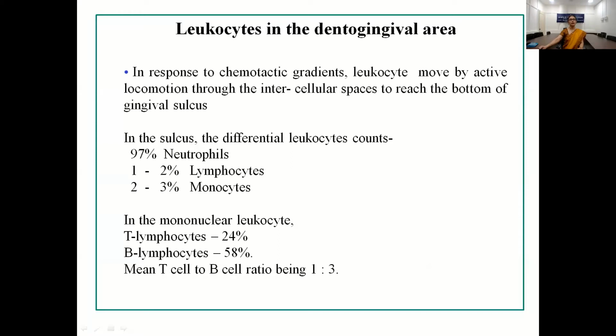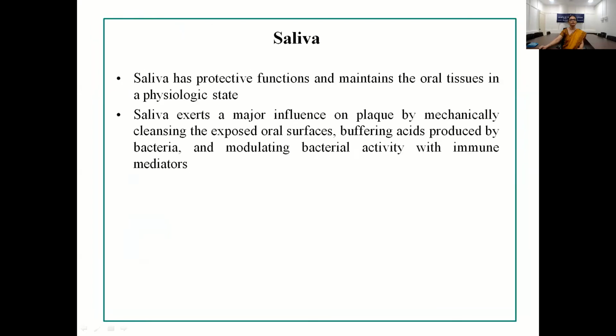In response to chemotactic gradients, leukocytes move by active locomotion through the intercellular spaces to reach the bottom of the gingival sulcus. It contains 97% of neutrophils, 1 to 2% of lymphocytes, 2 to 3% of monocytes. And in the mononuclear leukocytes, it contains 24% of T lymphocytes, 58% of B lymphocytes, and mean T cell to B cell ratio is 1:3.